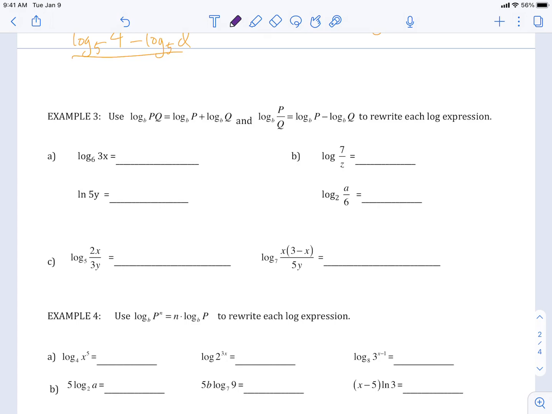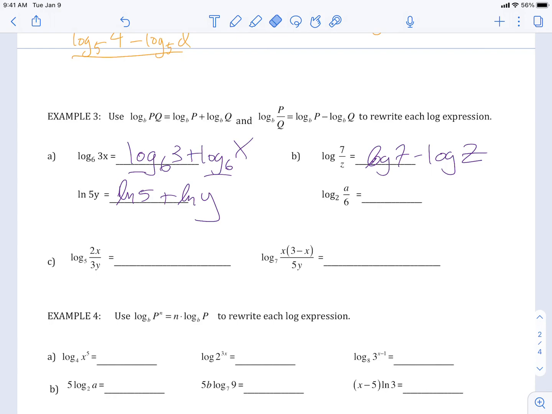We could separate it. This is just log base 6 of 3 plus log base 6 of x. Notice I wrote the log both times. Don't forget that. Natural log of 5 plus natural log of y. Log base 10, if there's no number there, it's base 10, so we call it common log. So common log 7 minus common log z. I'll only use the cursive for natural log. Log base 2 of a divided by 6 is just log base 2 of a minus log base 2 of 6.